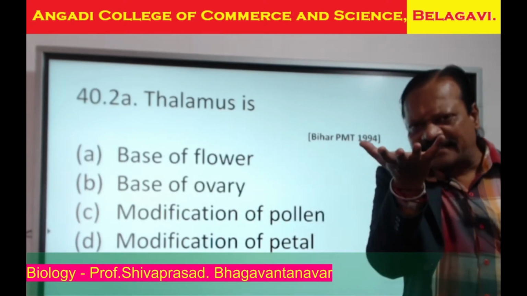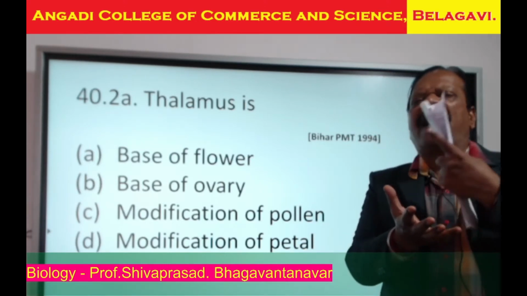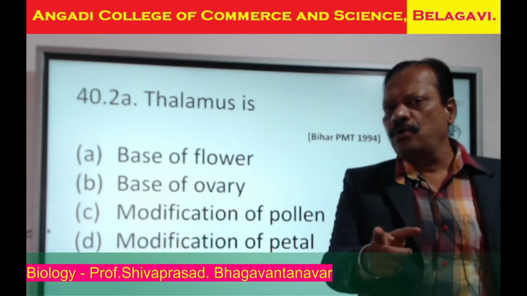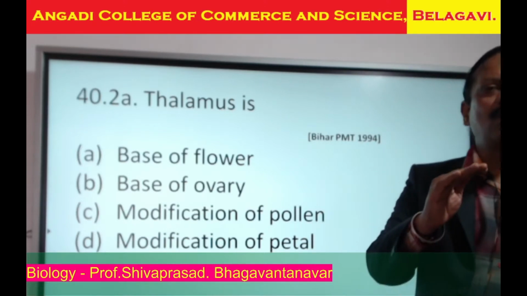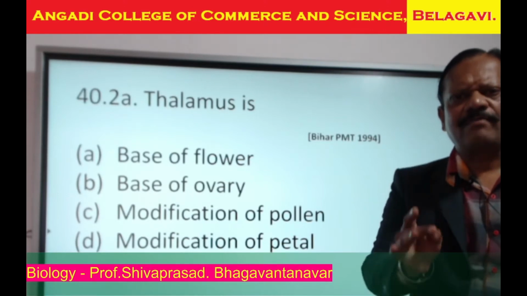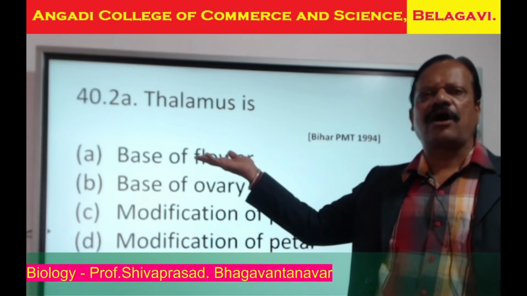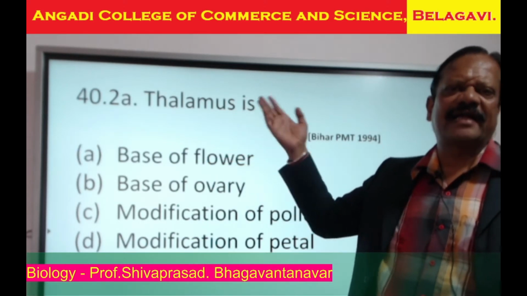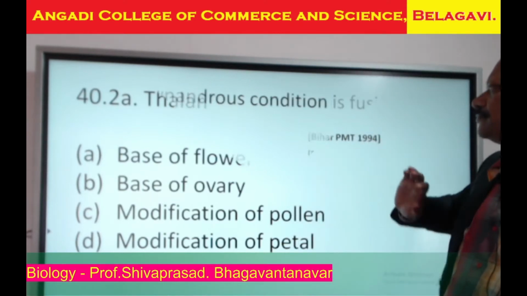Because whatever flat structure is there, above the flat structure, all floral parts are organized, including the ovary. I told you, a simple flower should have the whorls like sepals, petals, androecium and gynoecium. So, all those are organized on the base of the flower. So, as a result, you are calling it thalamus. We'll move to the next question.